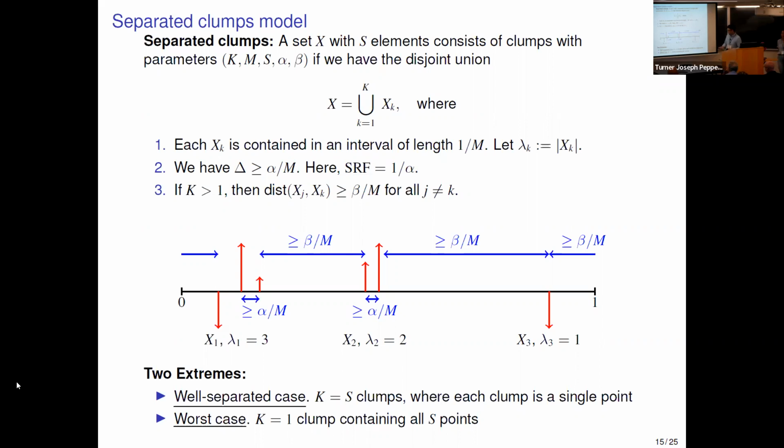It's natural to study this because it encapsulates two extreme cases that have been studied before. The case where there's K equals S clumps, and each clump just has a single point. This is the well-separated case. And then there's the worst case, which is what appears in the min-max error, where you just have one clump containing all S points. So it's something in between, but it captures both extreme cases.